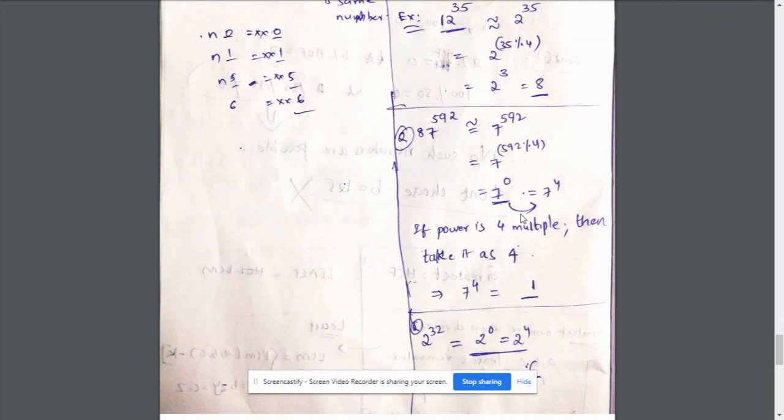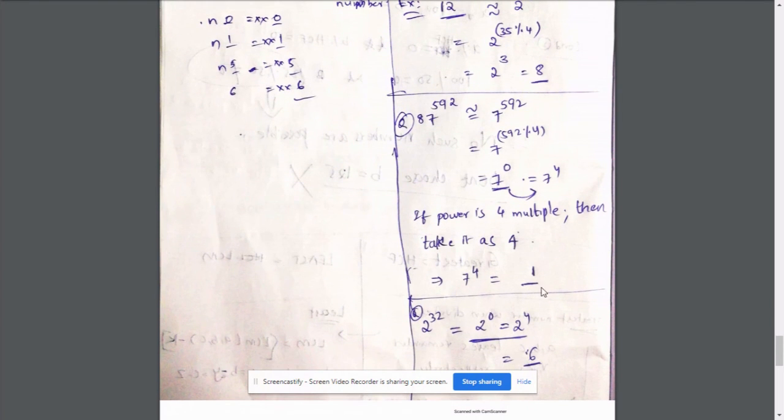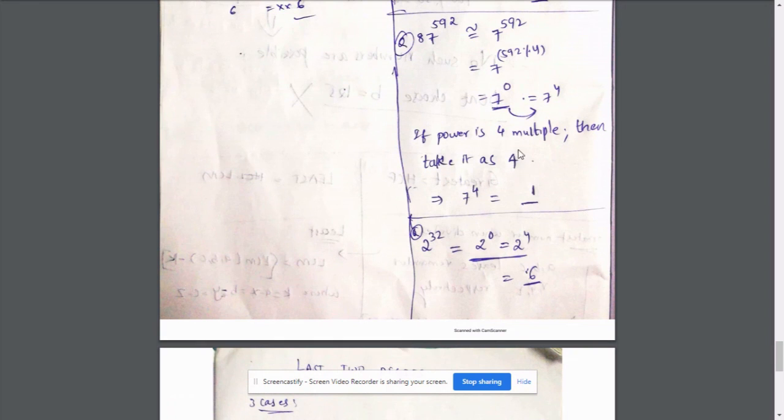But you need to consider one case. What if the power is already a multiple of 4? See, check in this case. If it is already a multiple of 4, you must take it as 4, but not as 0. So here the remainder is 0, but you should consider it as 7 power 4. 7 power 4, the unit digit will be 1, so the unit digit for 87 power 592 is 1. Check one more example with this.